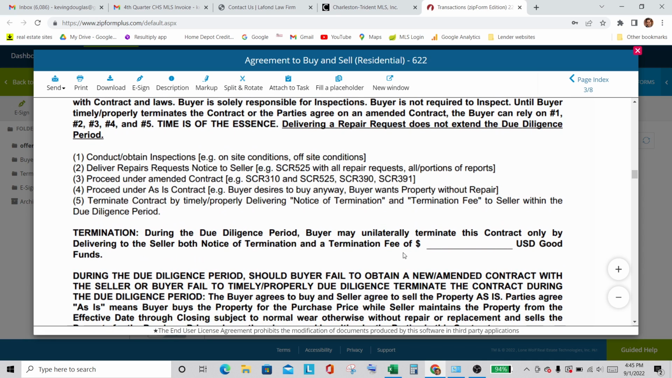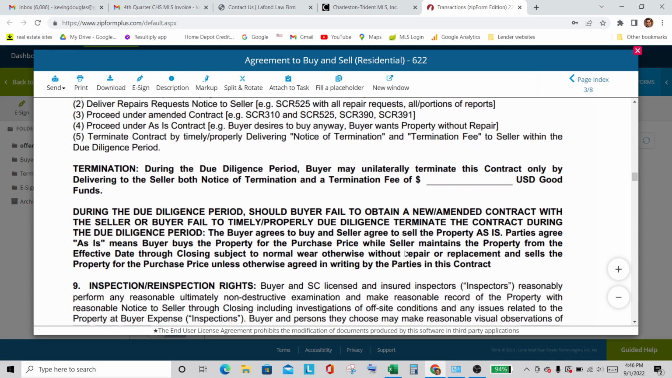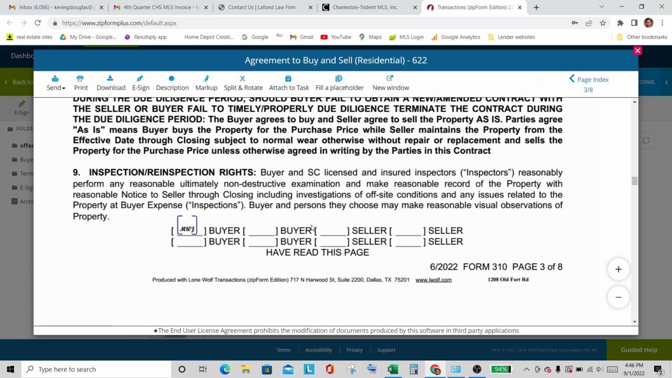And if you scroll down here is the termination fee. So basically, if the buyer exercises their right to back out and exercises the right to use this due diligence, this termination fee is what they have to pay to exercise that right. If you're representing the buyer, you're always going to want this number as low as possible. If you're representing the seller, of course, you're going to want that number as high as possible.